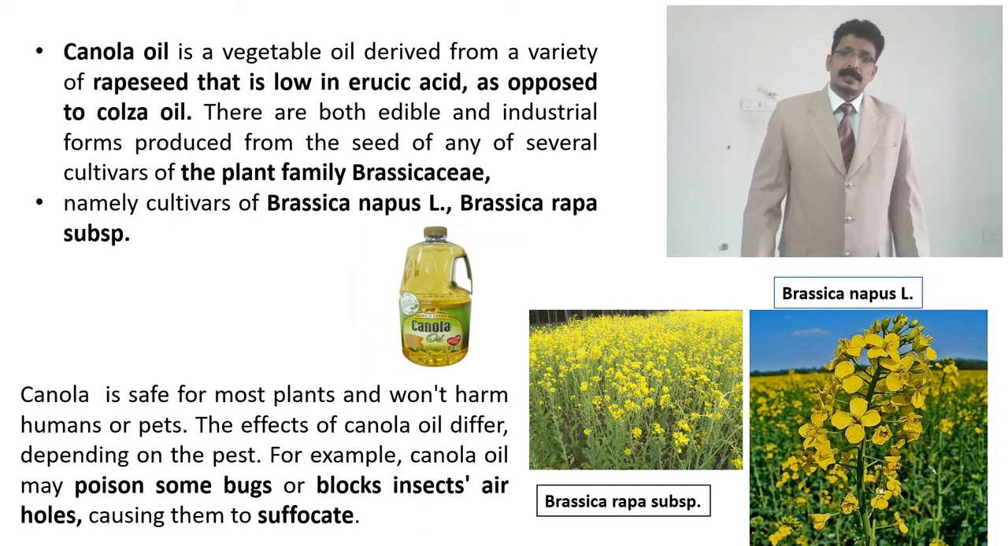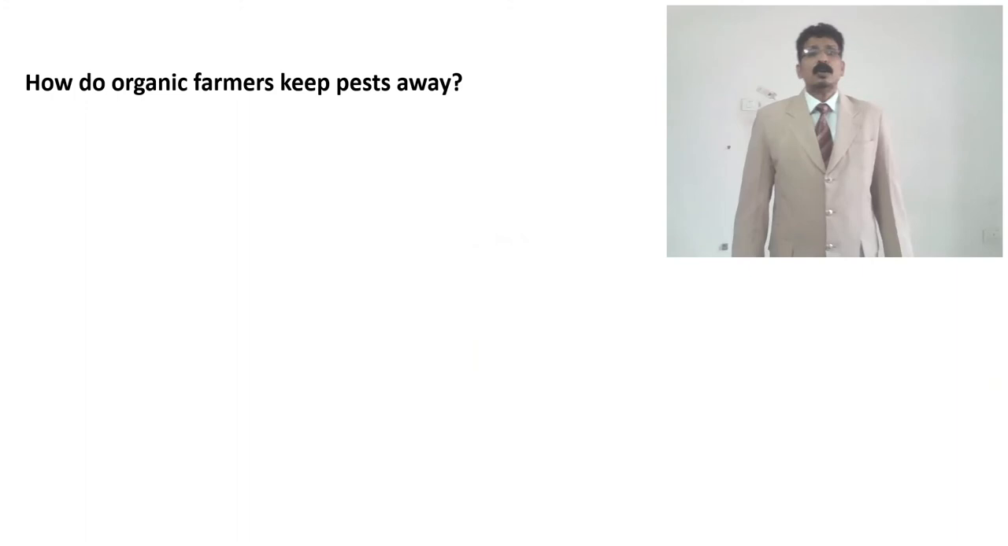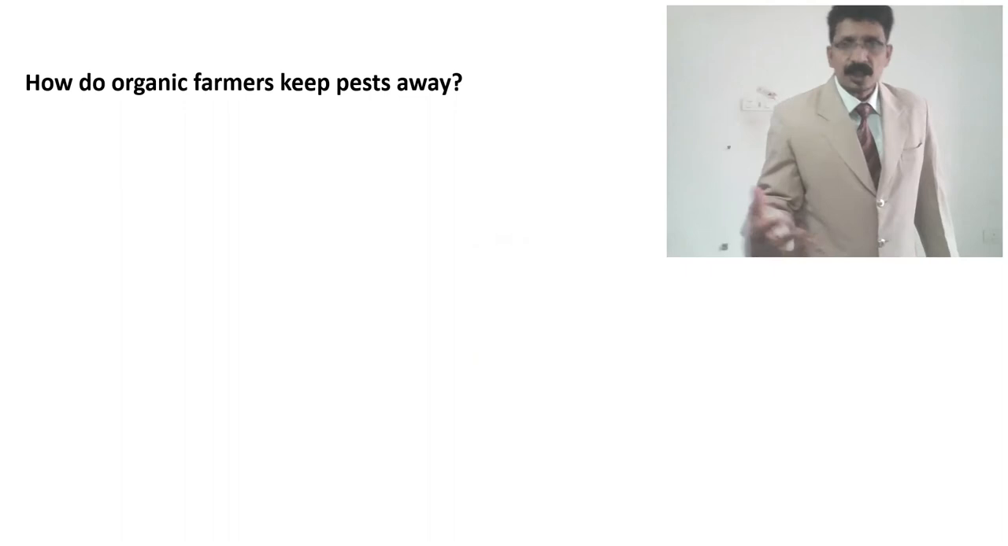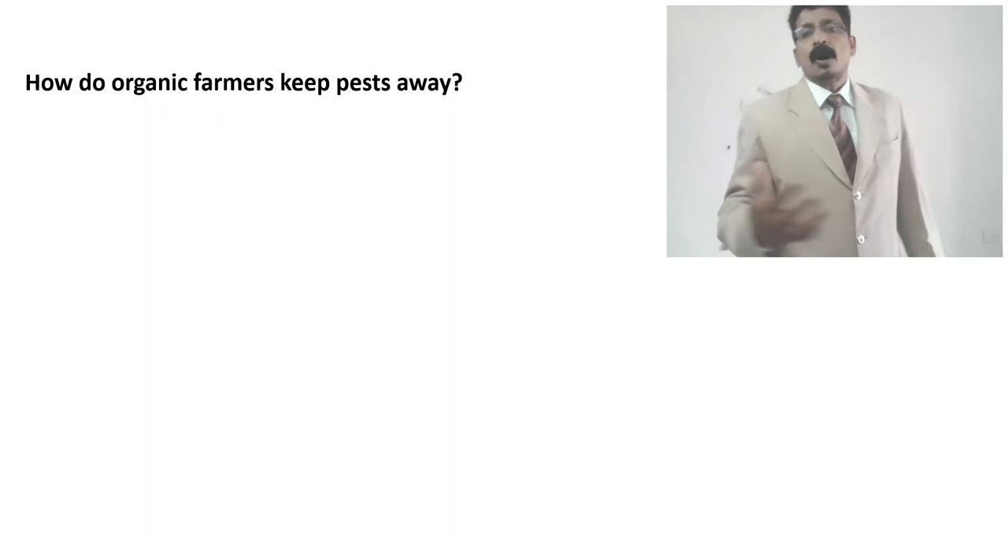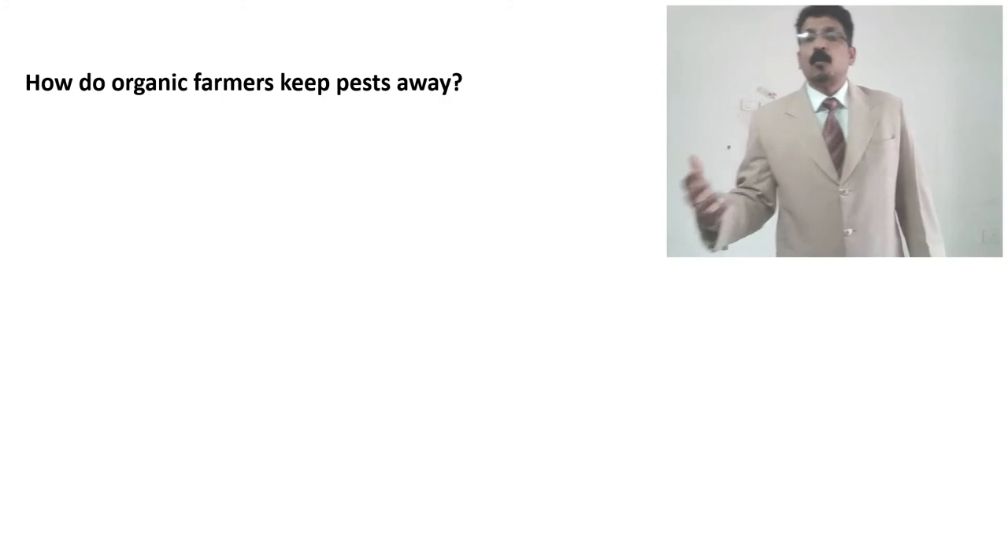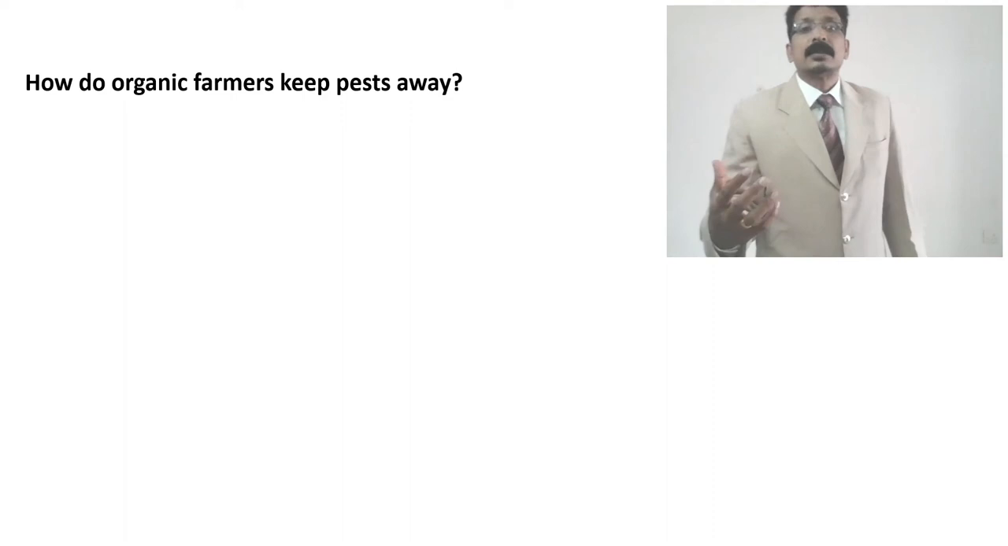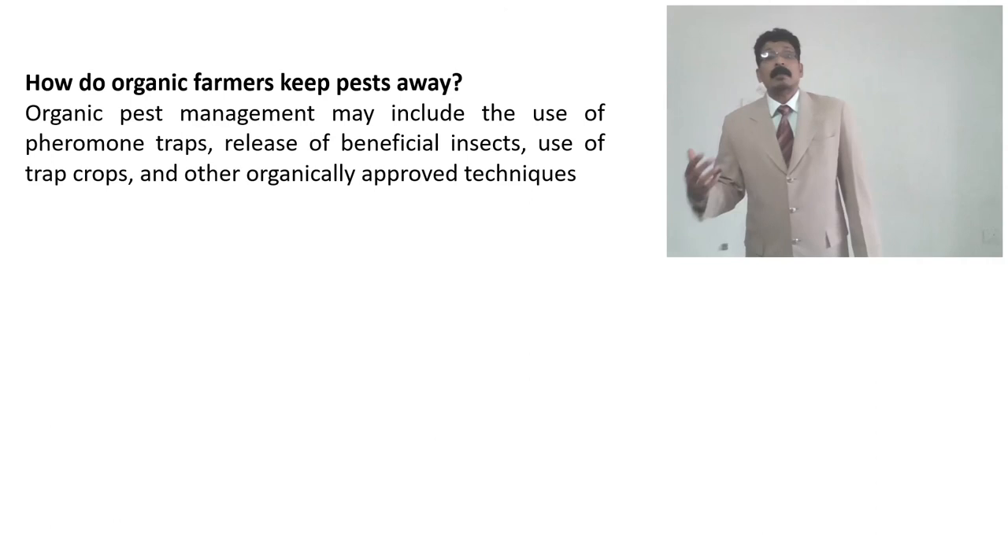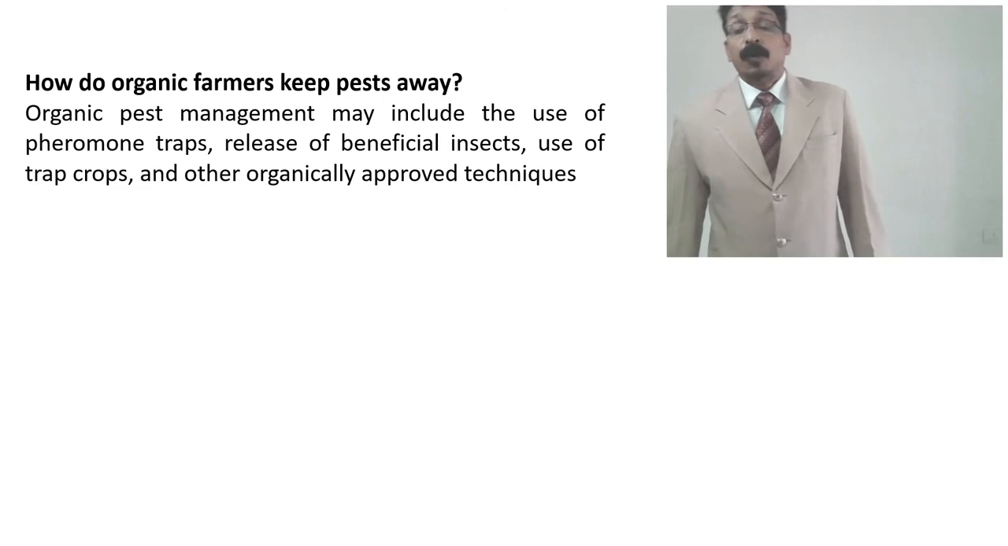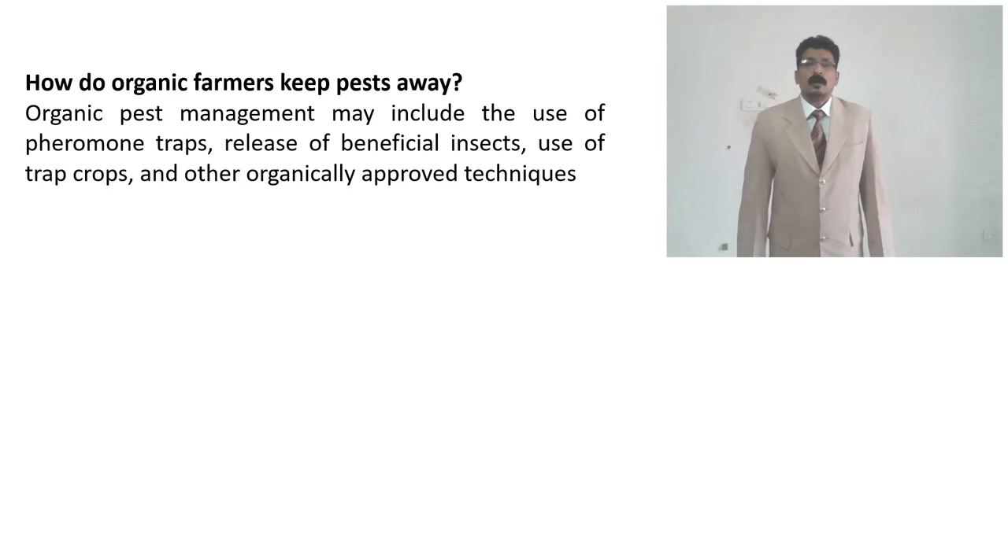And how does an organic farmer work? Because organic vegetables and organic products are having more value nowadays, we too go and ask whether it is organic, without chemicals, without any, the natural manure are you using for the growth. That type of fruits and vegetables are having more demand. So how do organic farmers keep pests away from their field? Organic pest management may include the use of pheromone traps. What do you mean by pheromone? Pheromone traps. Release of beneficial insects.